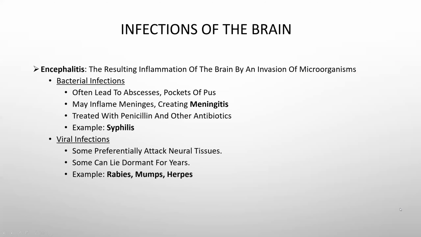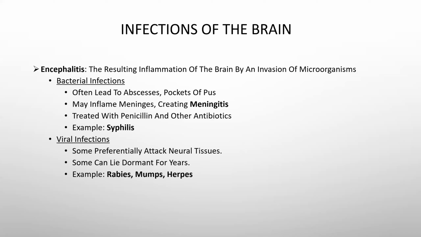Okay, now we move on to infections of the brain. So you may have heard the term encephalitis, okay? Inflammation of the brain, the resulting inflammation of the brain by an invasion of microorganisms. I gave you some examples here. Bacterial infections often lead to abscesses. They may inflame the meninges, okay? So an inflammation of meninges is going to be meningitis. That's what that term means. Treated with penicillin or other antibiotics. And an example here would be syphilis.